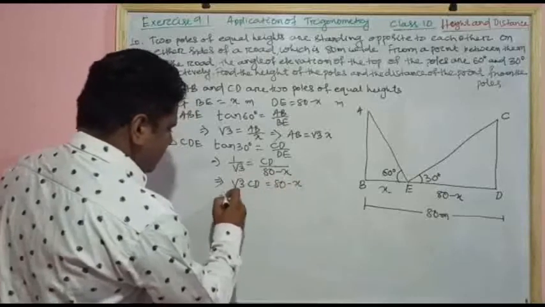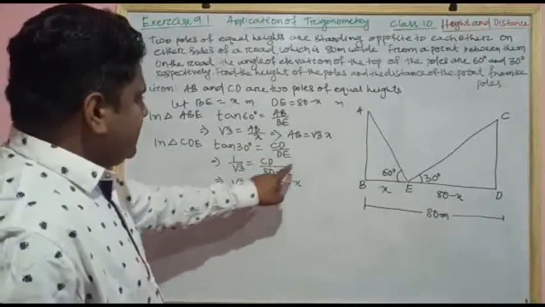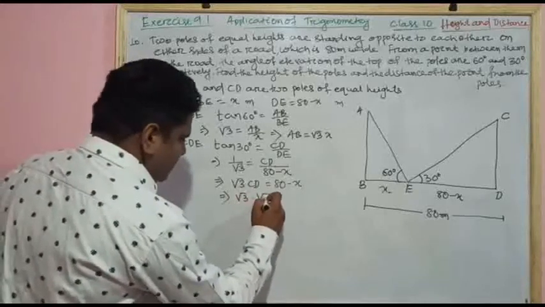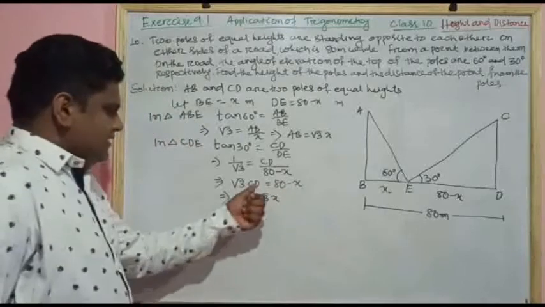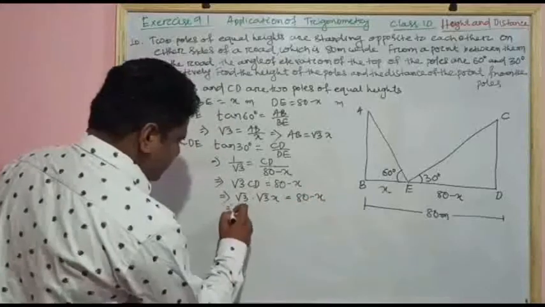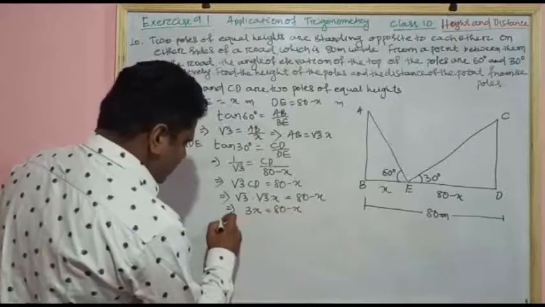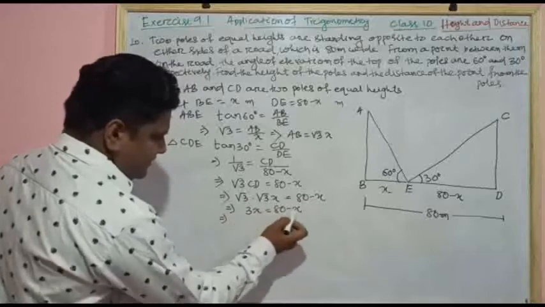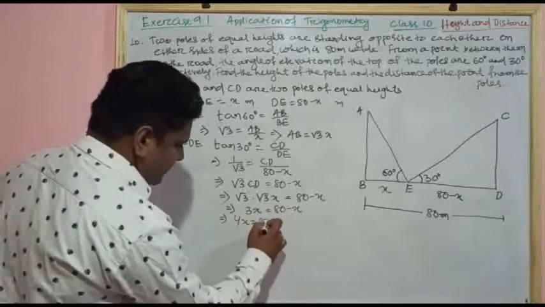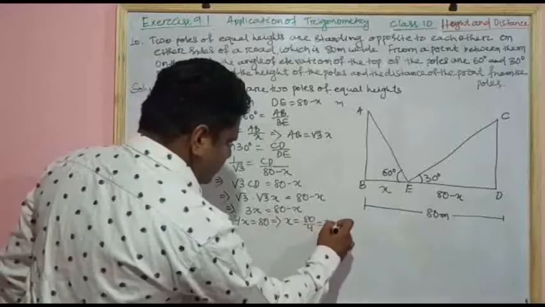We know that CD and AB are equal, so in place of CD we can write root 3 x. So root 3 into root 3 x equals 80 minus x. Root 3 into root 3 is 3, so 3x equals 80 minus x. Bringing x to this side, 3x plus x is 4x equals 80. So x equals 80 by 4, which is 20.